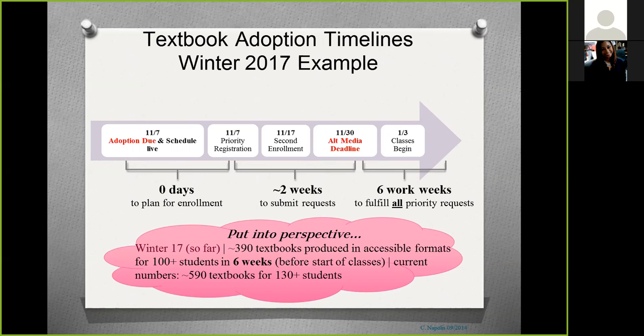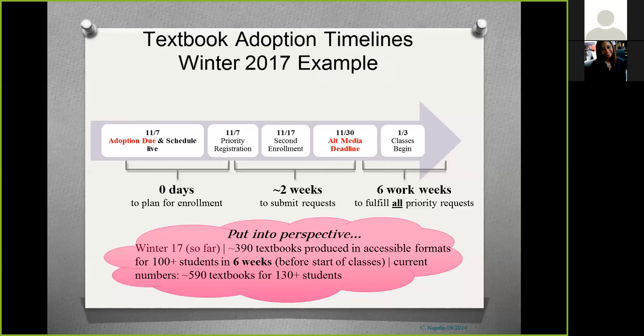The second enrollment period was on the 17th, and my priority deadline was the end of November. So that gave students a little over 2 weeks to plan their classes, look for all of the textbook information, and then submit it to my office. Quarter started on January 1st, so that gave us a little bit less than 6 working weeks to fulfill all priority requests.